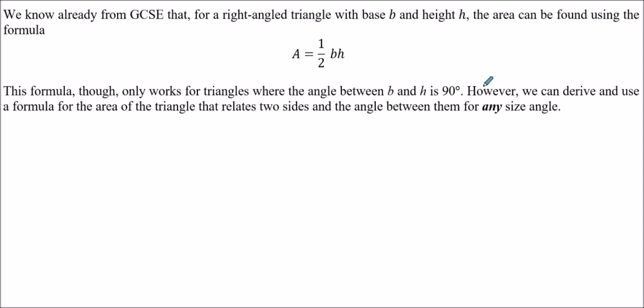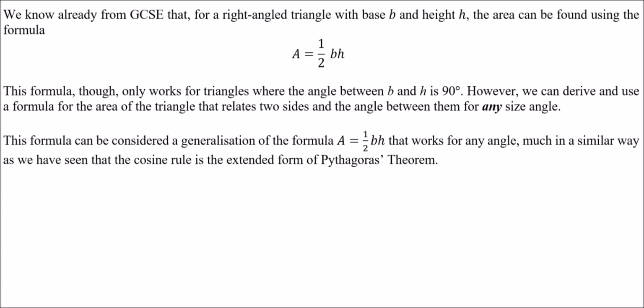We can, however, derive and use a formula for the area of a triangle that relates two sides and the angle between them for any size of angle. This is going to be useful if you're not sure what the perpendicular height is, or you can't quite make a 90-degree angle based on the information you're given.